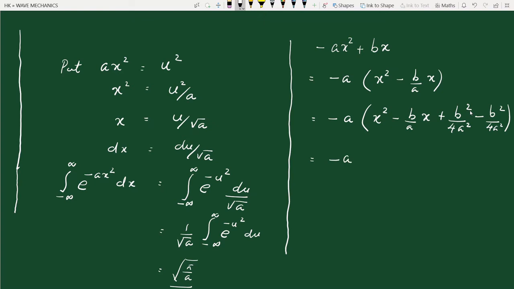Now this is minus a. What are the first three terms? x minus b by 2a whole square, right? x square minus 2 into b by 2a, the 2 will cancel, b by a into x, plus b square by 4a square, that is the b square term, right? So this is it. Now we have a minus sign here, b square by 4a square.